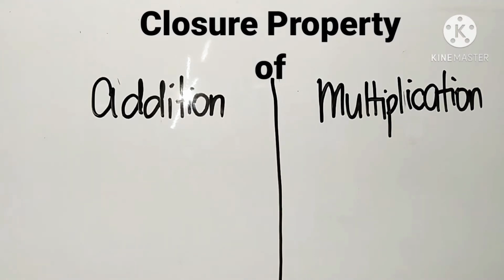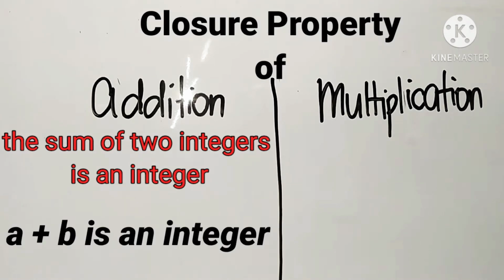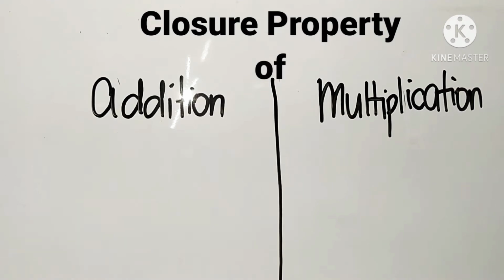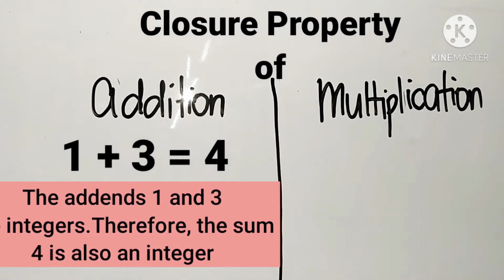Sa ginawa ko, hinati ko na yung aking board into two operations, yung addition at saka multiplication. So, the closure property of addition simply states that the sum of any two integers is an integer, denoted by A plus B, wherein A and B are both integers. For example, 1 plus 3 is equal to 4. 1 and 3 are positive integers. Therefore, the sum 4 is also an integer.